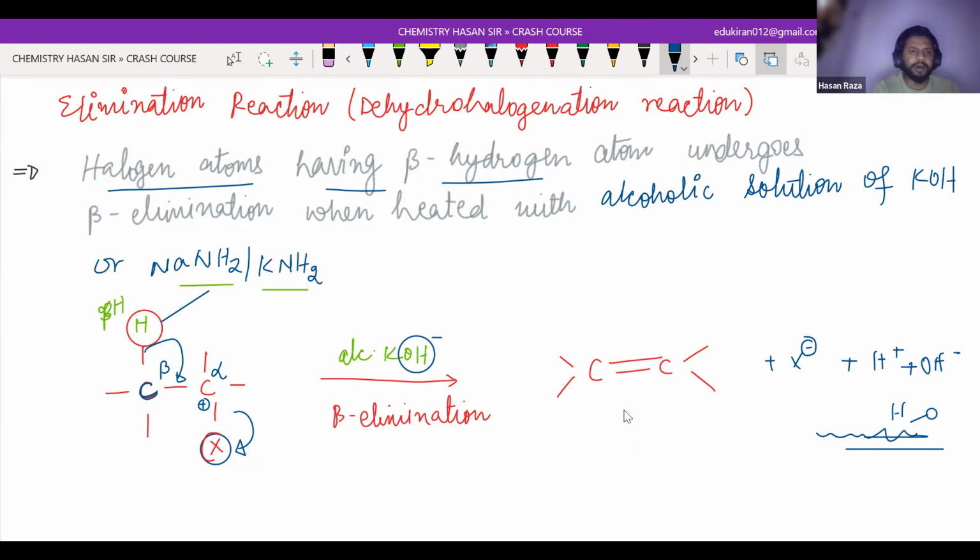We need to deal with the main product. So what you need to do, you just need to remove different types of beta hydrogen and X together. They will be adjacent to each other and make double bond between them. Is that clear? Yes. Can I change the slide? Yes. Okay.